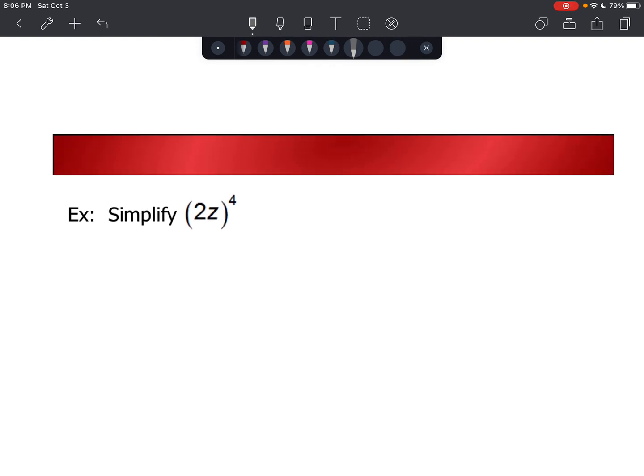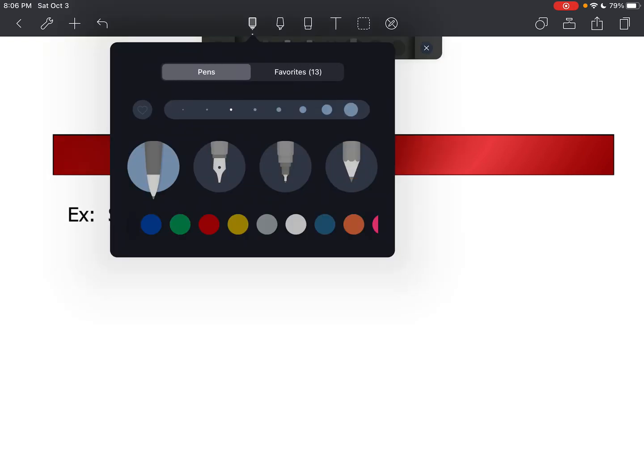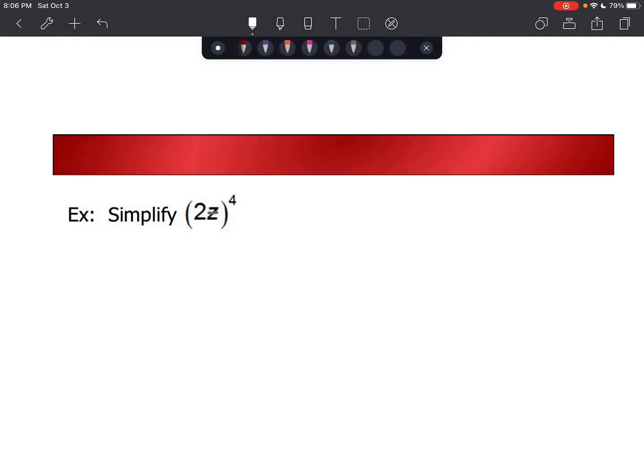Here's another example, 2z. Actually, let's make this a little bit more interesting. So I'm going to make it just a little bit more interesting. I think I got white right here. There we go.